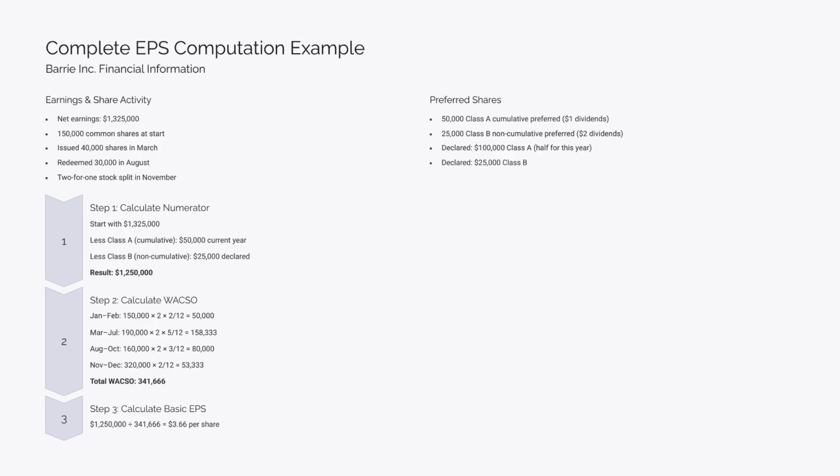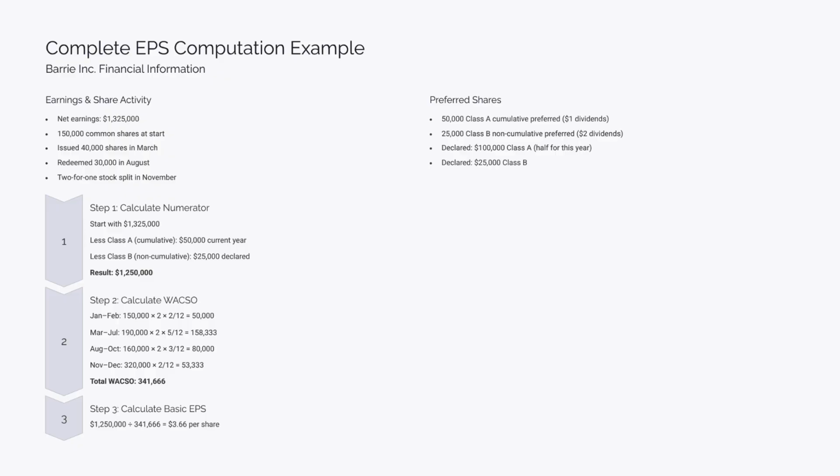Less Class B, non-cumulative, declared $25,000, so the net earnings available to common shareholders are $1,325,000 minus $50,000 minus $25,000 equals $1,250,000. Step 2, weighted average common shares outstanding, WACSO denominator.